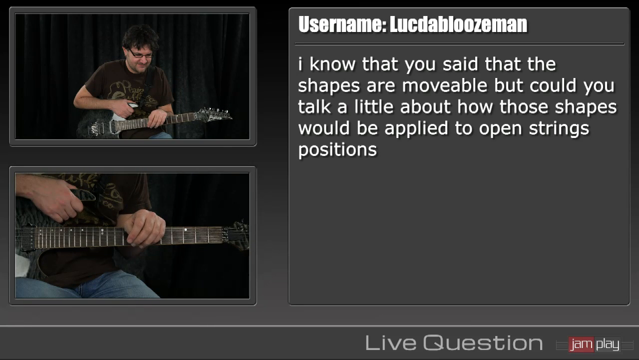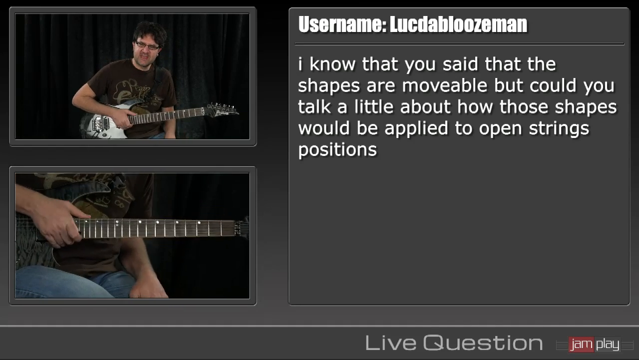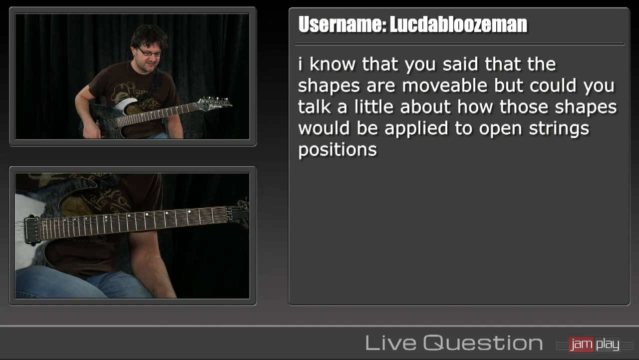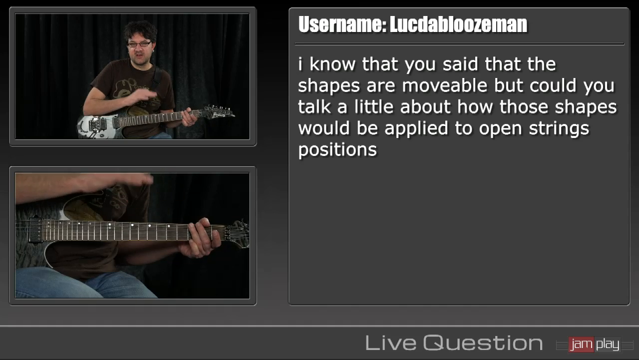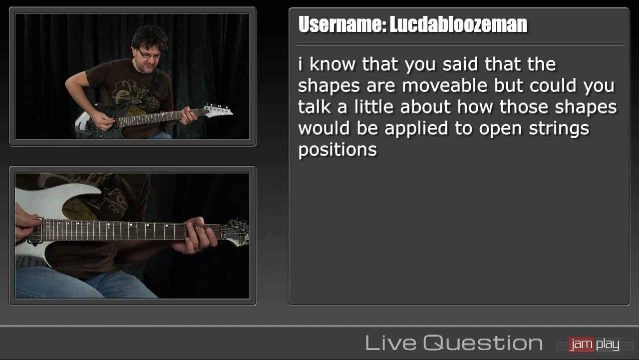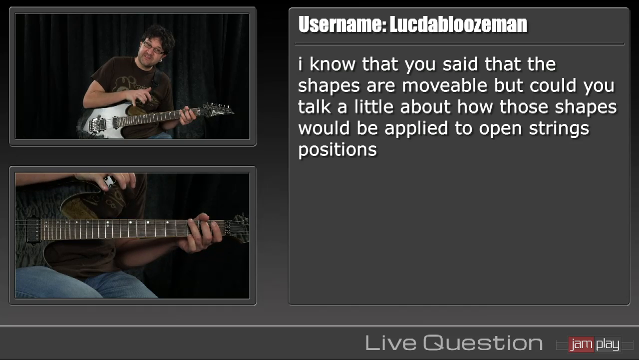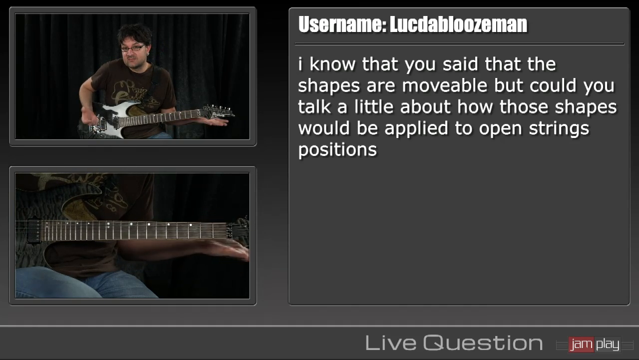I know that you said that the shapes are movable, but could you talk a little bit about how those shapes would be applied to open string positions? Yeah, great question too. That's where you're going to have to use your ear. Let's take a practical example. Let's take a G major chord, for example. Those are the first chords that you learn. A G major in the open position here. We're going to consider that lowest note, the bass, to be the root. It happens to be a G, so that's why it's a G chord.